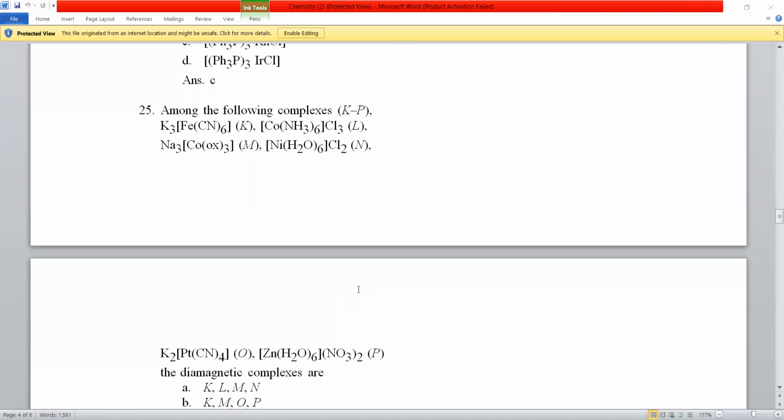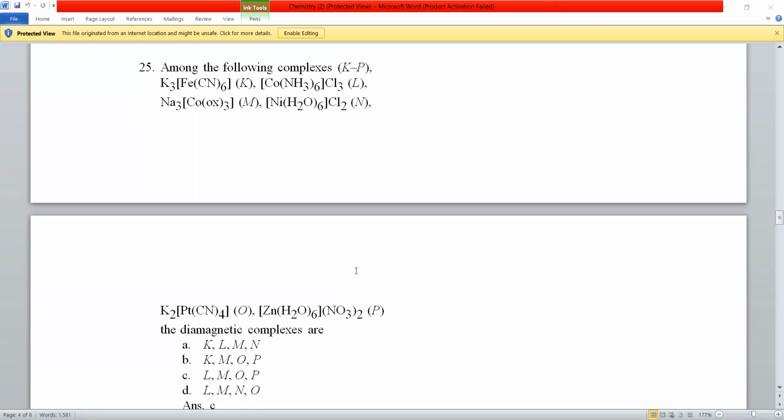The following complexes they have given, which are the diamagnetic complexes. Since we know very well, it is very easy to calculate this. In complex K, iron is in the +3 state. +3 state means d5 electronic configuration will come. So one unpaired electron is present. Why? Because cyanide is a strong field ligand. So it is paramagnetic. Complex K is paramagnetic here.